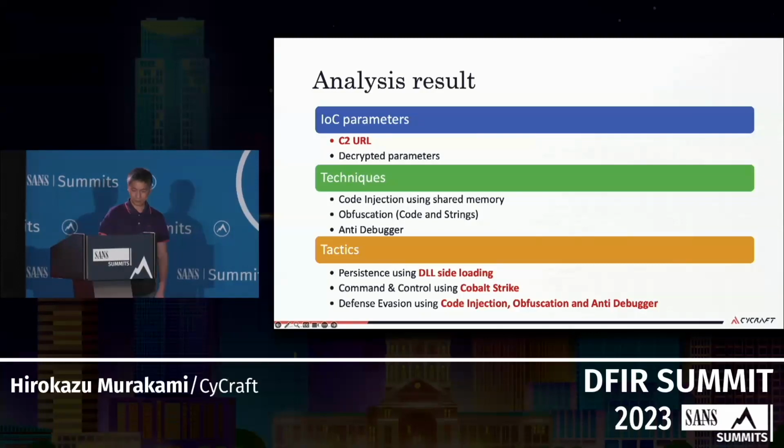We are able to obtain this intelligence through forensic analysis and reverse engineering of malware. This information is useful not only for detecting and responding to this attack, but also for defending against future similar attacks. I want you to know that deep analysis can provide a lot of intelligence.